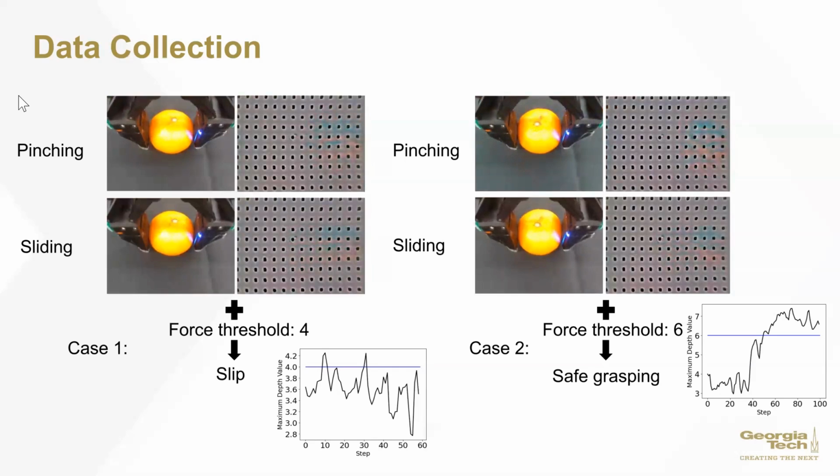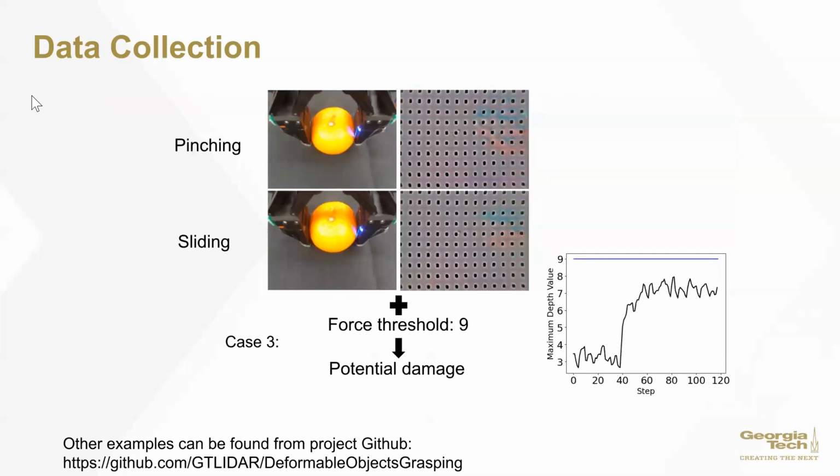The grasping result for case 1 is slip, and these data and the grasping label will be used for the network training. For case 2, the threshold is set to be 6 and it leads to a safe grasping. For case 3, the threshold is set to be 9, which is a little large because from the figure, you can see that the maximum depth value cannot reach the threshold due to the orange's deformation.